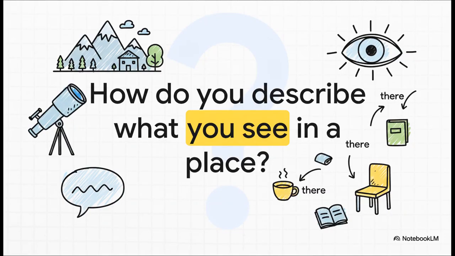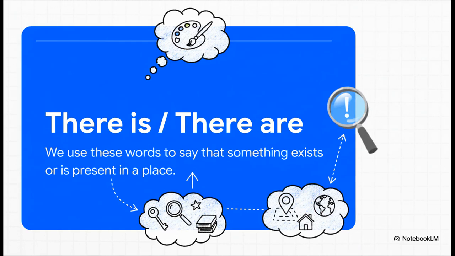So let me ask you a question. When you see a new place, how do you talk about what's in it? What words do you use to say that something exists? Right there. In English, we have these fantastic little phrases, there is and there are. They're basically the special tools we use to say that something is present in a place. Super useful for describing what you see.